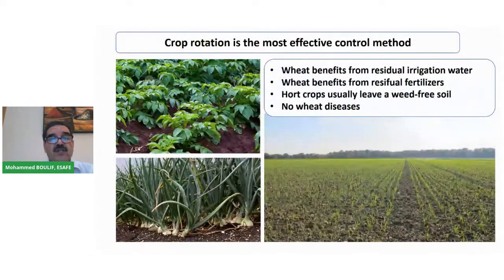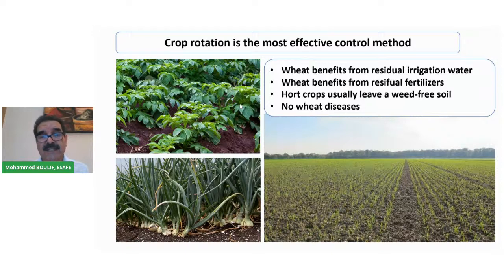Okay, so with this type of soil-borne pathogens, there is only one control method, that is crop rotation. Crop rotation is the most effective control method against the root rot pathogen. And when we talk about wheat, we would like to sow it after crops like potatoes or onions or other horticultural crops. Why? Because wheat can benefit from residual irrigation water. Usually these crops are irrigated. And also, wheat can benefit from residual fertilizers because these horticultural crops are heavily fertilized with potassium, nitrogen, and phosphorus, and some of that stays in the soil, and the wheat crop is happy to use it.